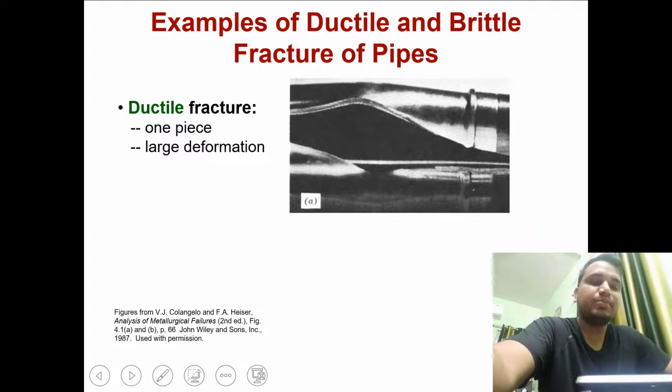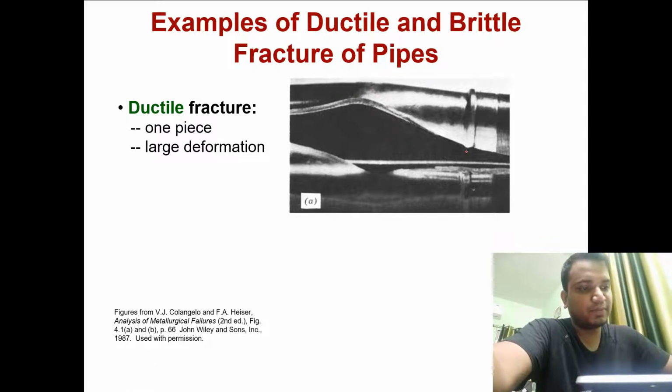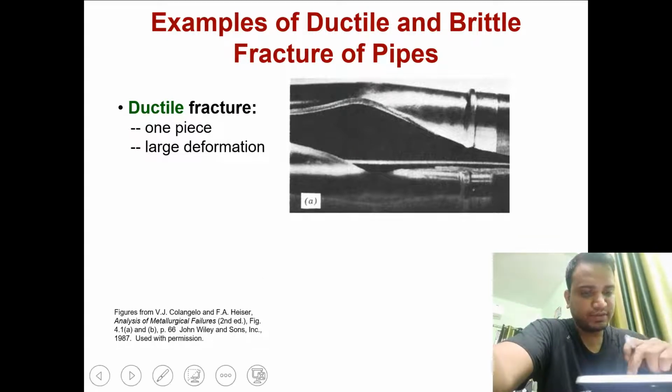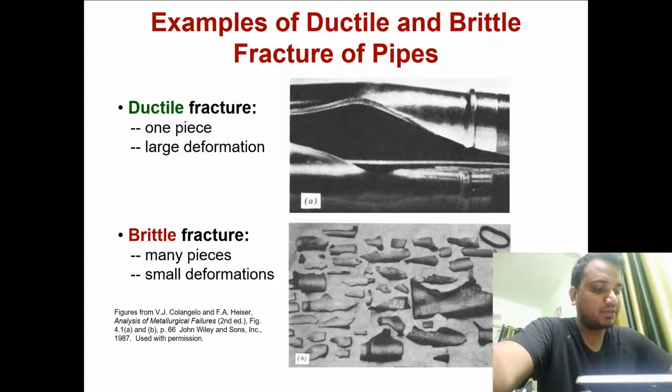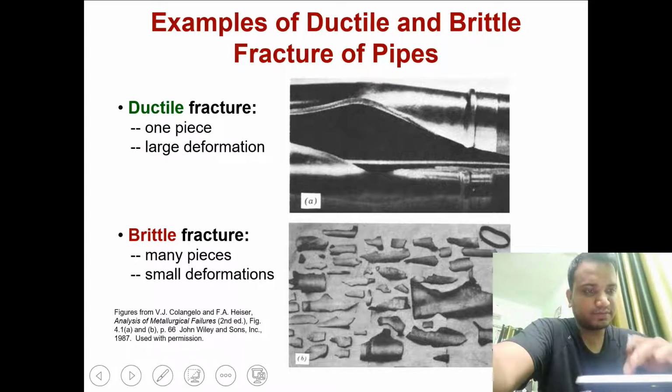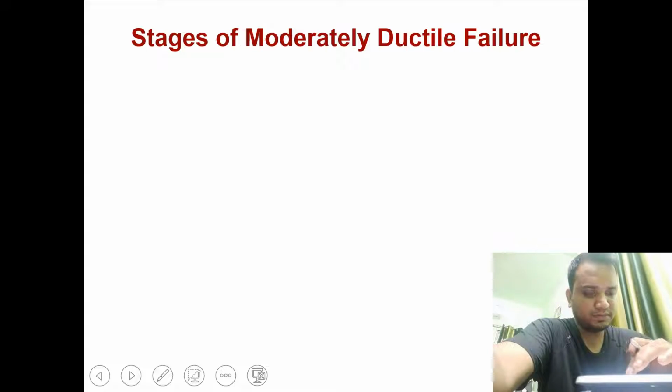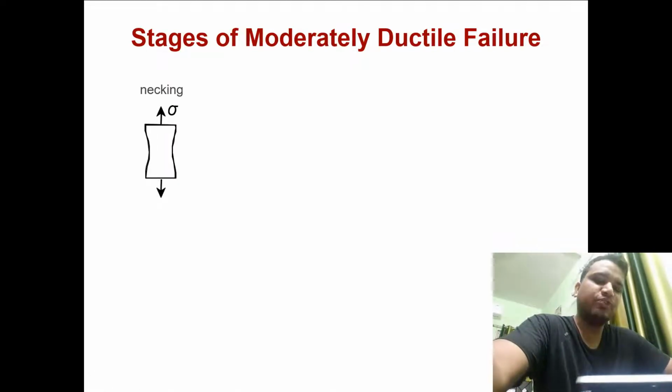These are some other examples of ductile failure. This is for the pipe, so it has failed at one location, and this is the brittle failure where the pipe has been disintegrated into various parts. Okay, so now we will study one by one.